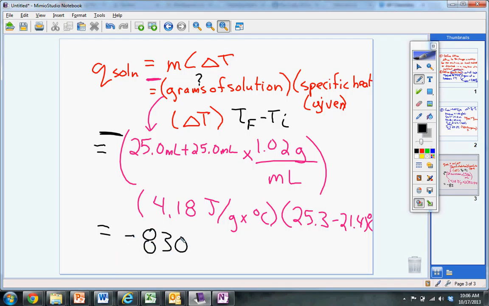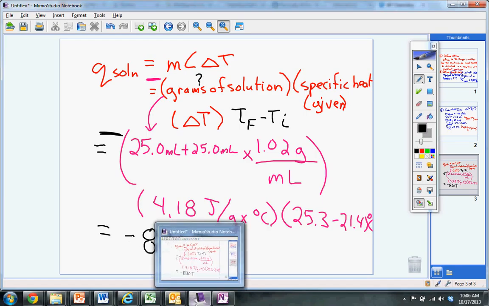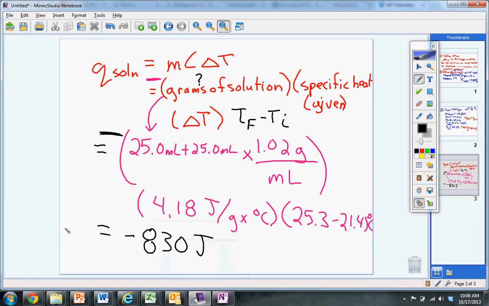I'm going to do sig digs, joules. So Q of reaction, RXN, is negative 830. Who had that the other day? Pat yourself on the back. Turn up your shoulders, kick back.